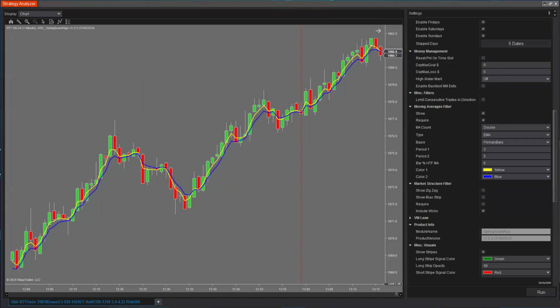Yeah, and trading times are local time on your computer, exactly. Yeah. Right now, these settings are usually set to Eastern time.